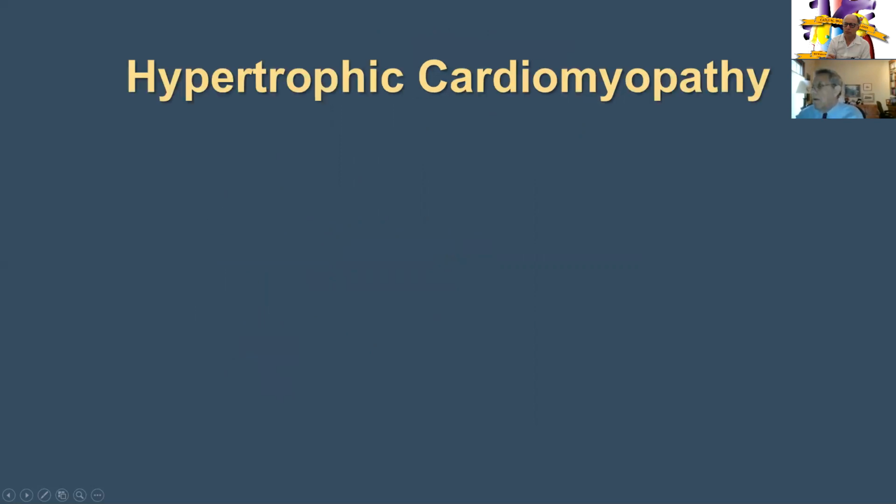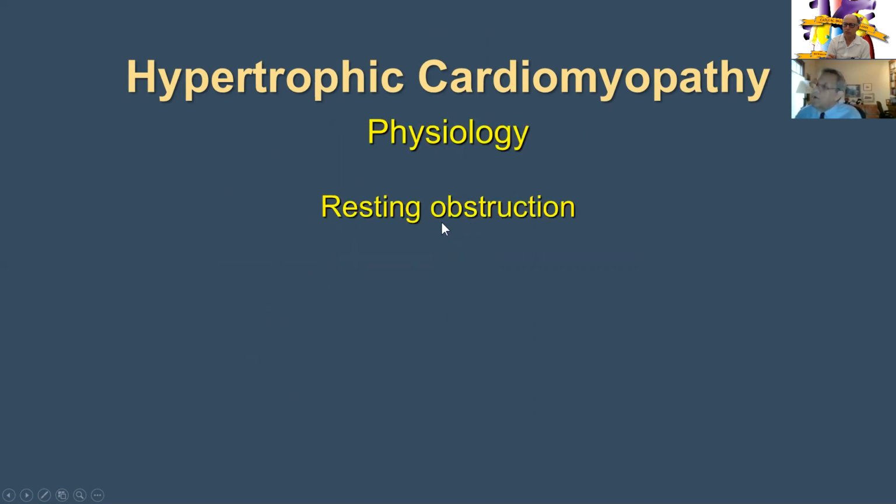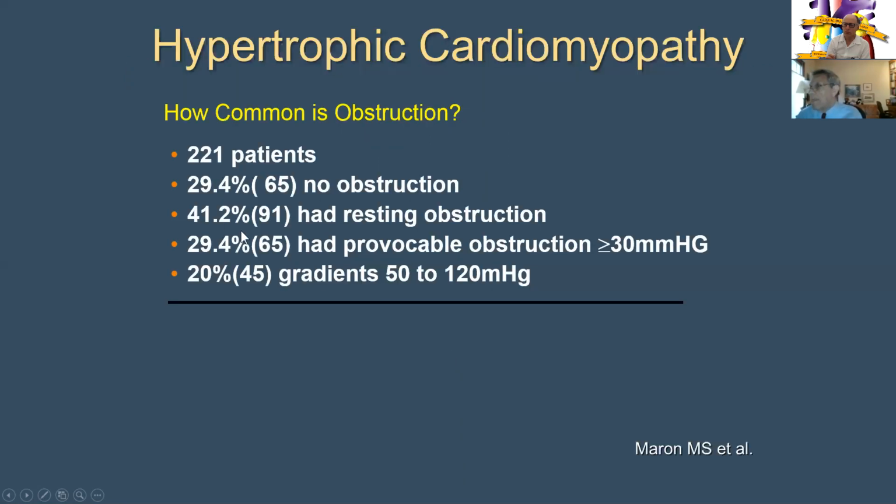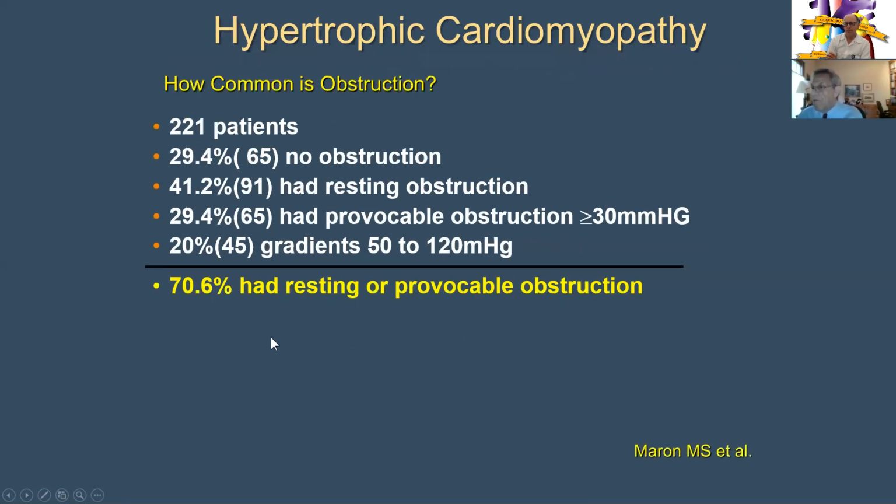Now, we need to look at the physiology with the echocardiogram. And we need to know whether there's resting obstruction, latent obstruction, or no obstruction. How common is obstruction? Well, this is a study done by Dr. Martin Marin. He looked at 221 patients. About 29.4% had no obstruction, 41.2% had resting obstruction, and 29.4% had provocable obstruction greater than 30 millimeters of mercury. Overall, 70.6% of patients had resting or provocable obstruction.